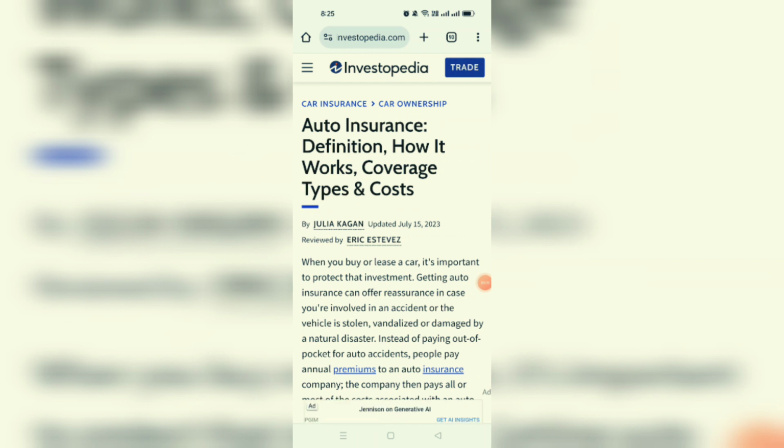Today we are going to learn the auto insurance definition, how it works, and coverage types and cost.